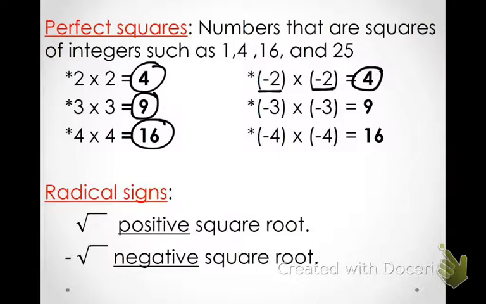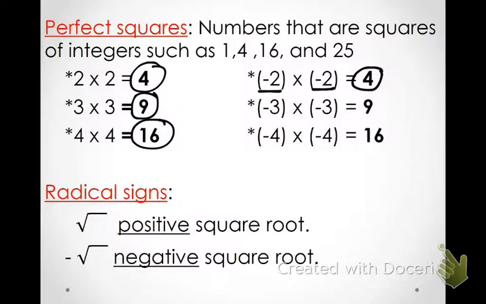49. Why is 49 a perfect square? 7 times 7 equals 49. What's another perfect square? 20. Why is 20 a perfect square? What number times itself equals 20? No, 10 times 10 is 100. So 20 is not a perfect square. 25. Okay, why is 25 a perfect square? 5 times 5. Okay, thank you. Does that make sense?